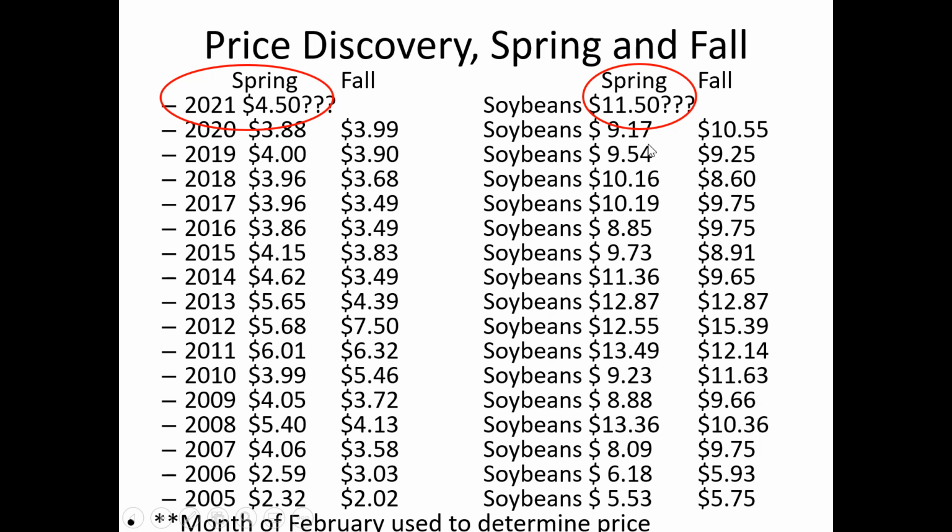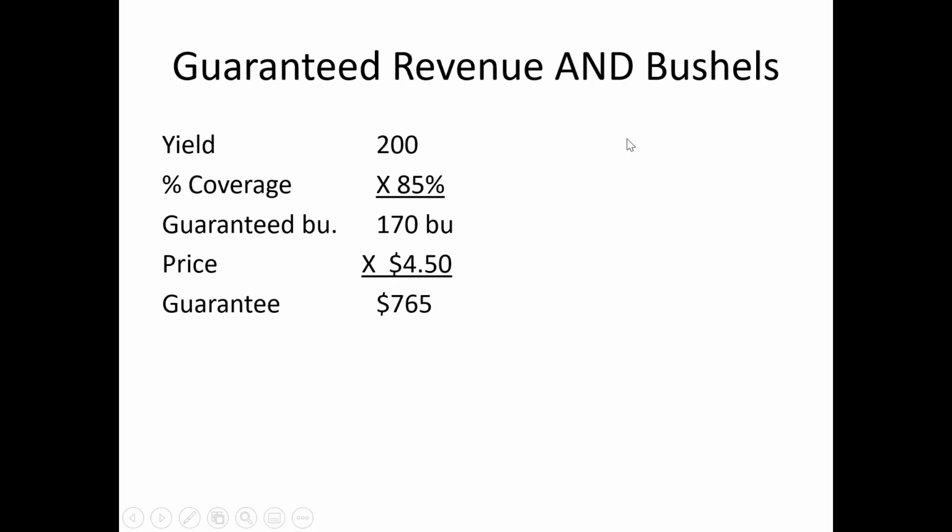Again, we won't know these prices till February, but at the end of February, we'll know the price and we'll know what the cost of the insurance is. So as far as the guaranteed revenue and bushels go, we start with a 200 bushel yield, for example, and we have a percent of coverage of 85% in this example. Gives us guaranteed bushels of 170 bushels.